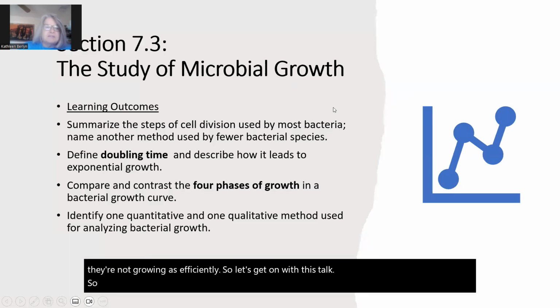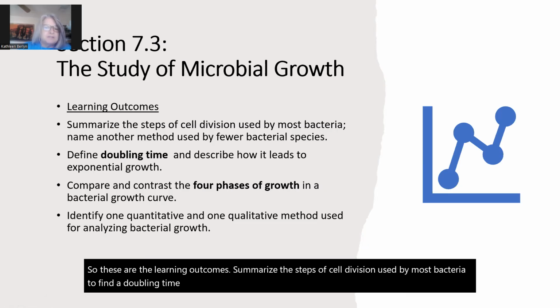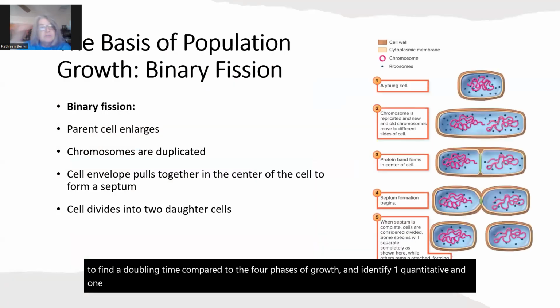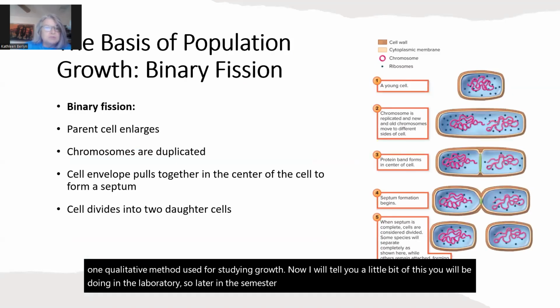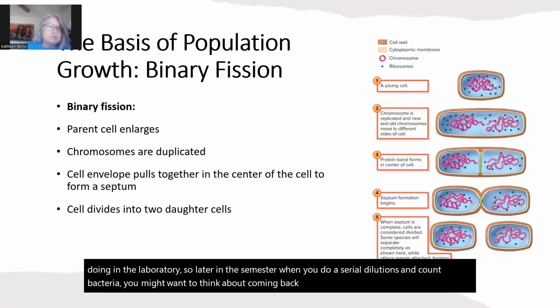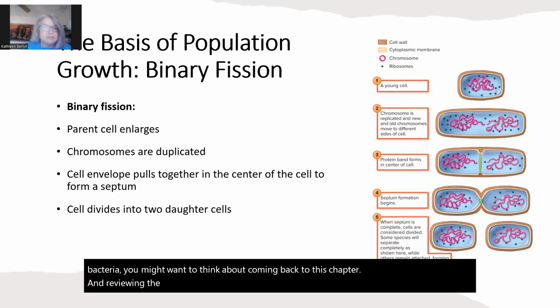So these are the learning outcomes. Summarize the steps of cell division used by most bacteria. Define a doubling time, compare the 4 phases of growth, and identify one quantitative and one qualitative method used for studying growth. Now, I will tell you, a little bit of this you will be doing in the laboratory. So later in the semester, when you do serial dilutions and count bacteria, you might want to think about coming back to this chapter and reviewing the information to boost your memory and to remind you of why you're doing that particular experiment.